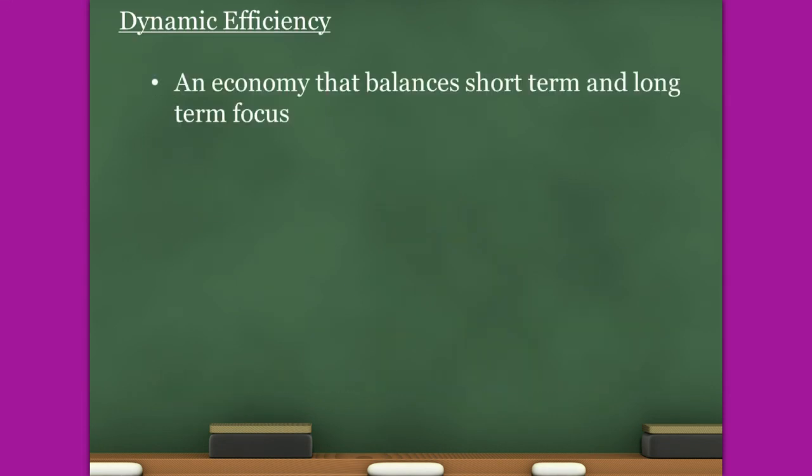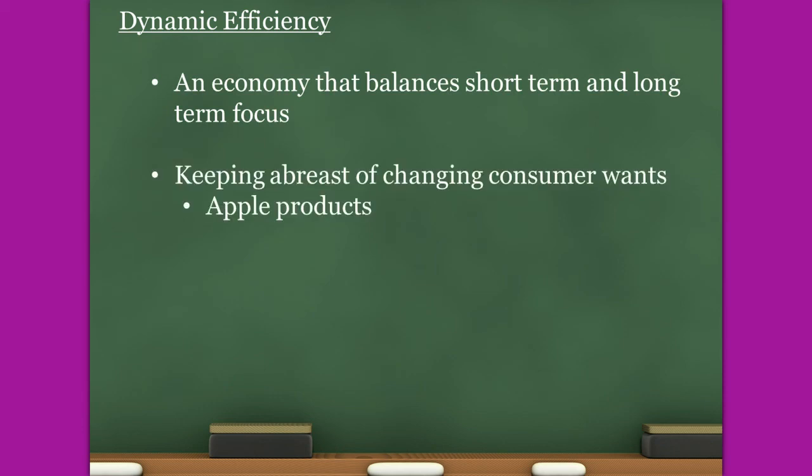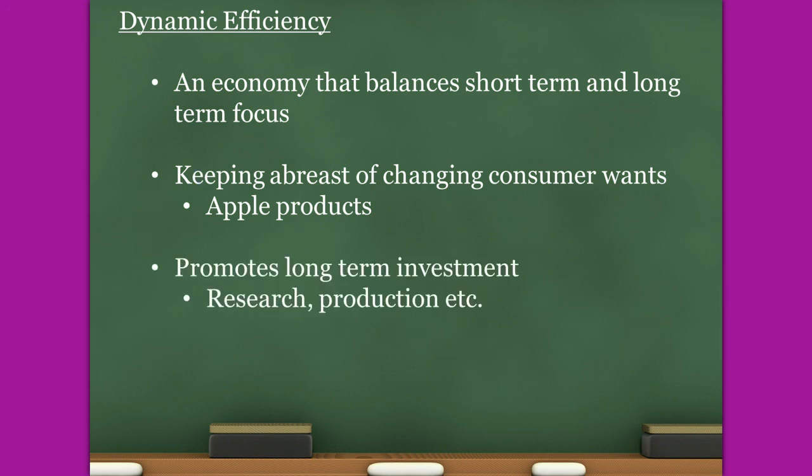Dynamic efficiency, an economy that balances short-term and long-term focus. So we're keeping abreast of changing consumer wants. Apple products, we've discussed that before, that people really didn't walk around going, oh, I wish I had a phone that I can get the internet on, until all these smartphone products came out, and then people decided, aha, love it, that's exactly what I want. So you're trying to stay ahead of the game, so to speak, become innovative.